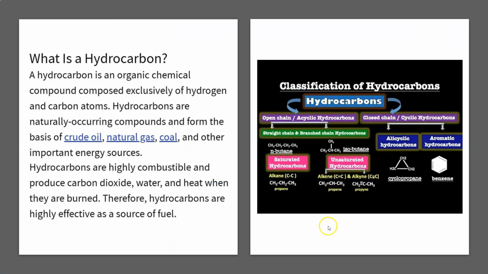What is a hydrocarbon? A hydrocarbon is an organic chemical compound composed exclusively of hydrogen and carbon atoms. Hydrocarbons are found in the natural environment in the form of oil, natural gas, or coal. All of them can be used to produce energy when they are burned.